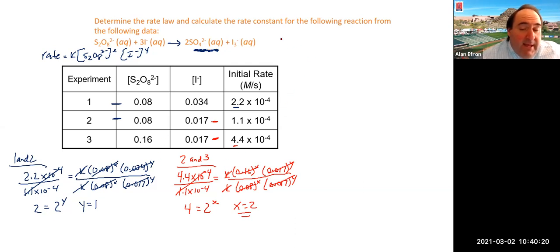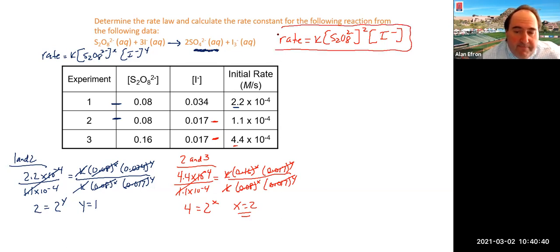That means now that we have our orders, we could write the completed rate law, which should be the rate is equal to K, and that is S2O8 2- to the second power, times the concentration of I-, which the order was 1. This would be our completed rate law. With our overall order for this reaction being 2 plus 1, this would be a third order reaction.